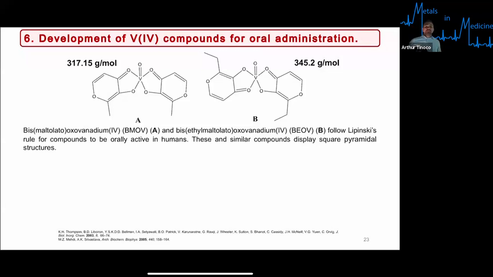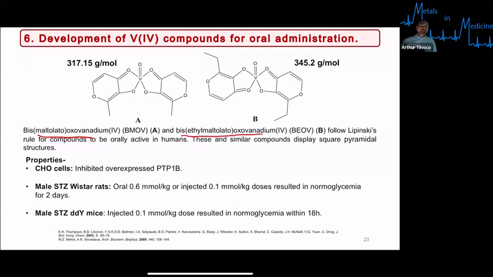And so people started to then design small molecule vanadium complexes with really important chelators that can help to stabilize the vanadium center. So here we have a representation of a very important chelator, the maltol chelator. So we have A, which is the bis-maltolato oxovanadium-4 complex, and B, another really important molecule, the ethyl version of that chelator, which is the bis-ethylmaltolato oxovanadium-4 complex. Both of these complexes demonstrate a very similar coordination environment: coordination number 5, square pyramidal structure, we've talked about this briefly before. And both of these follow Lipinski's rule for compounds to be orally active in humans. They possess a molecular weight that is characteristic of something that should be orally deliverable and also has the lipophilic properties that one would desire.